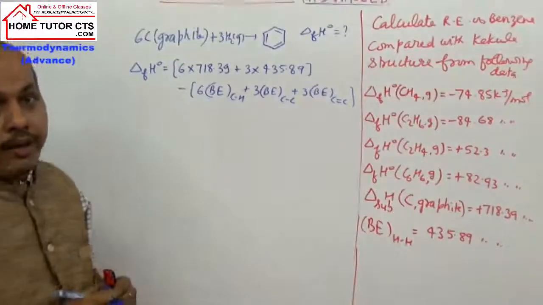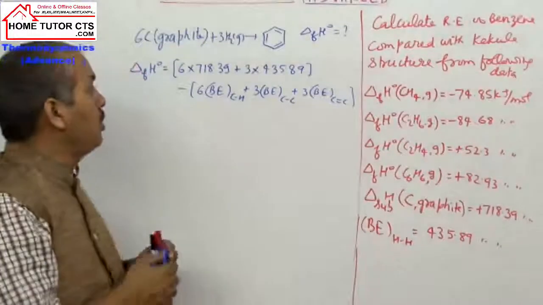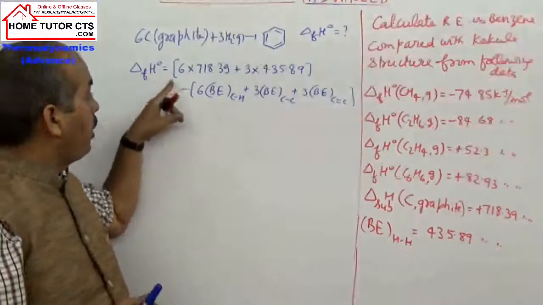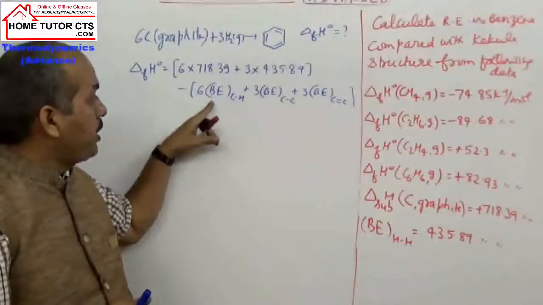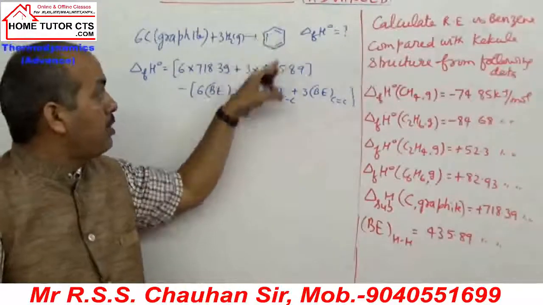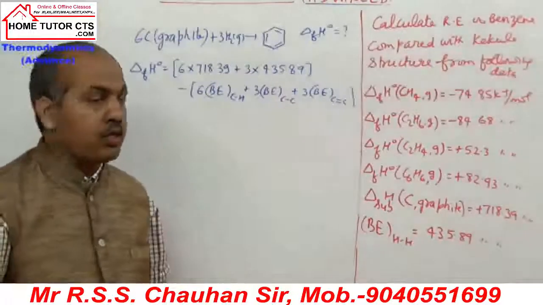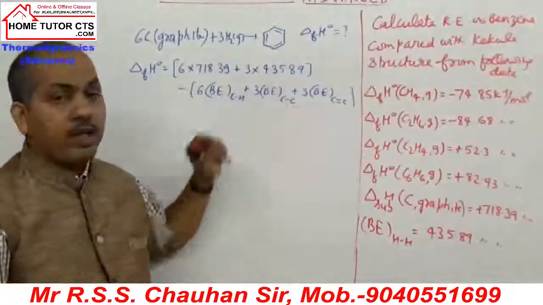Think first on the requirement. To solve this question, what is required of us? We require the bond enthalpies of the C-H single bond, the carbon-carbon single bond, and the carbon-carbon double bond. These values are not given to us.